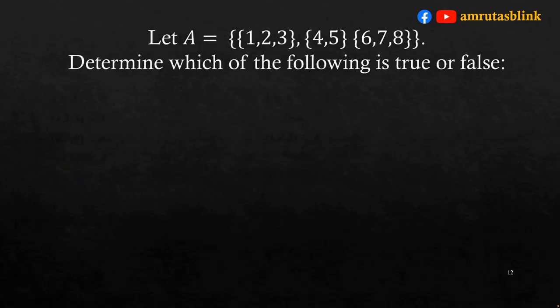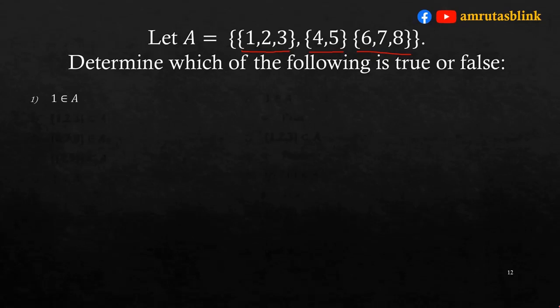We'll move to next question, slide number 12. Let A be equal to {{1, 2, 3}, {4, 5}, {6, 7, 8}}. Now if you observe, these elements are not directly given. So set A contains sets of elements, or set A contains various other sets of elements. Observe the question carefully. So {1, 2, 3} is one bunch of elements, {4, 5} is another bunch, and {6, 7, 8} is another bunch. Now we'll go to the questions.